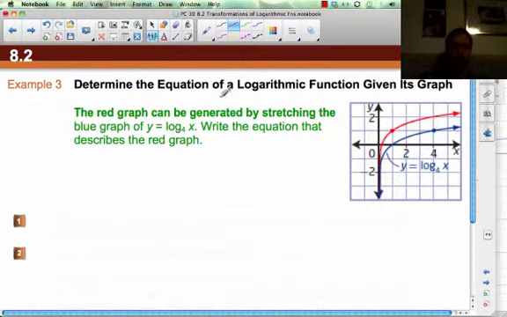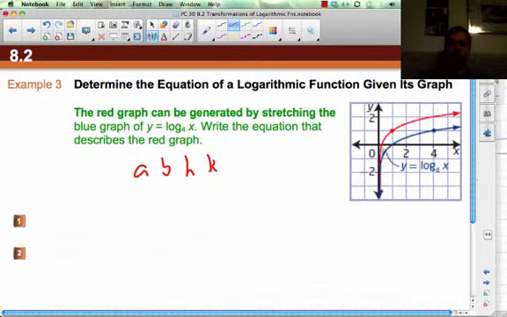Okay, so this is working backwards from what we were just doing. So let's take a look at these things. The red graph can be generated by stretching the blue graph of y equals log base 4 x. So we need to figure out what the red graph is based on a stretch of this graph. So we know it's still going to be base 4. We never change our base. We just apply the shifts and stretches of A, B, H, and K.